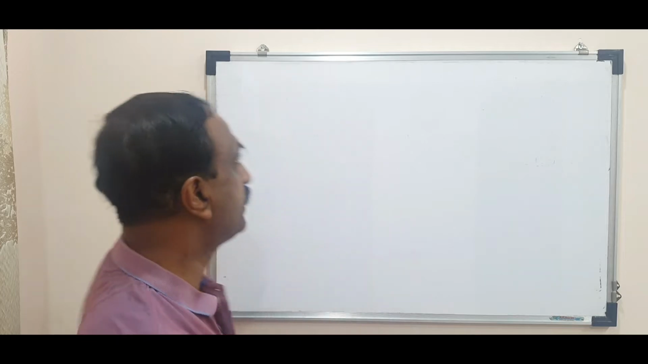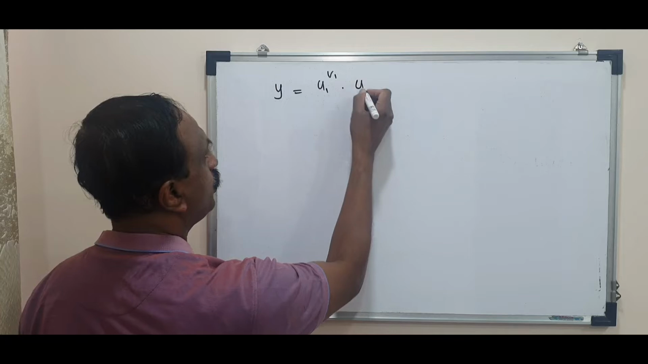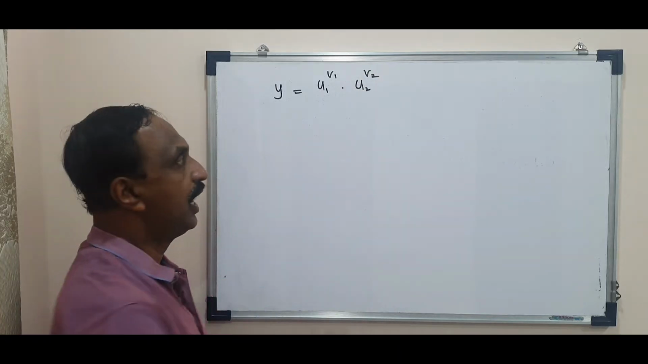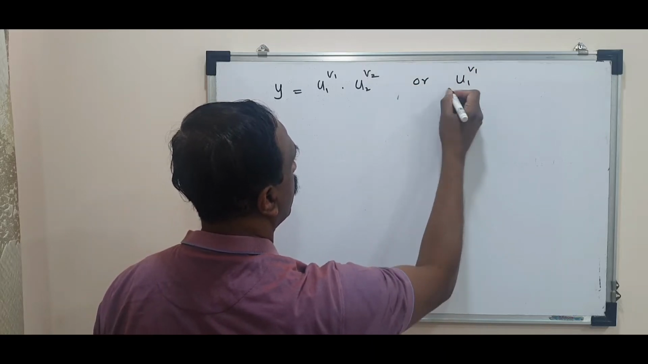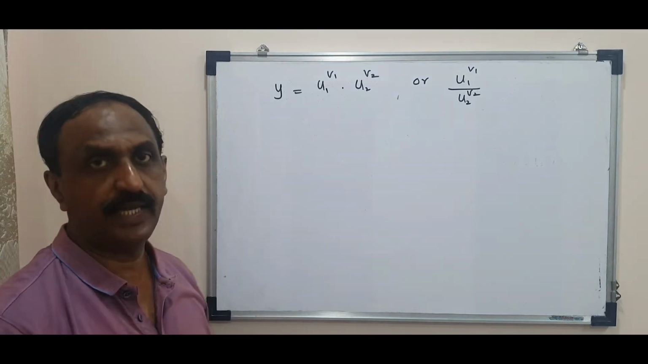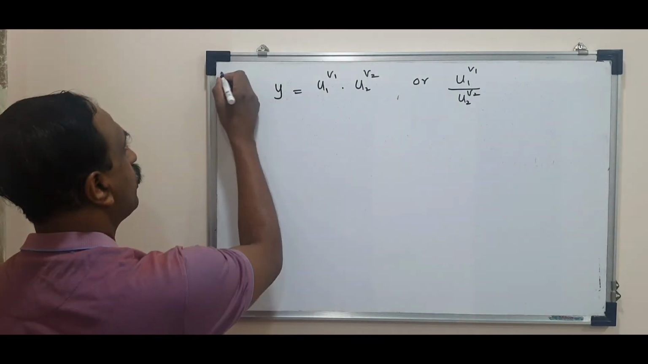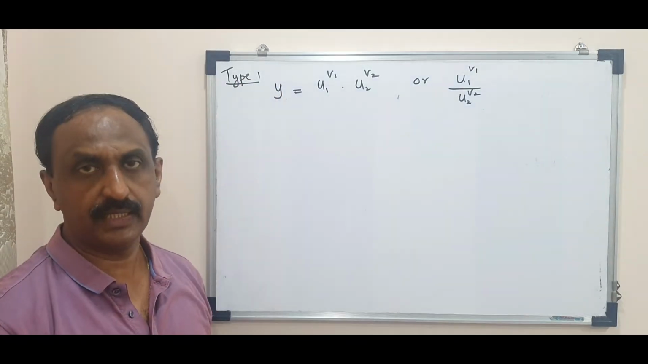You notice two different types of application of logarithm to calculate the derivative. The first step that I'm going to take is similar to what I did in the previous module. That is, y is u1 raised to v1 into u2 raised to v2, and or this kind, u1 raised to v1 upon u2 raised to v2. In such type of function, we take direct log. This is my type 1. We will find the derivative by directly taking the log.